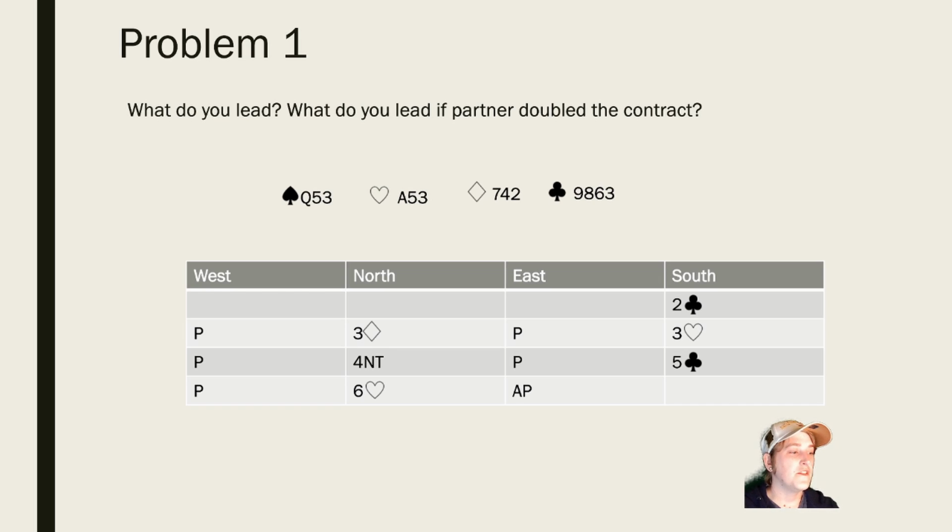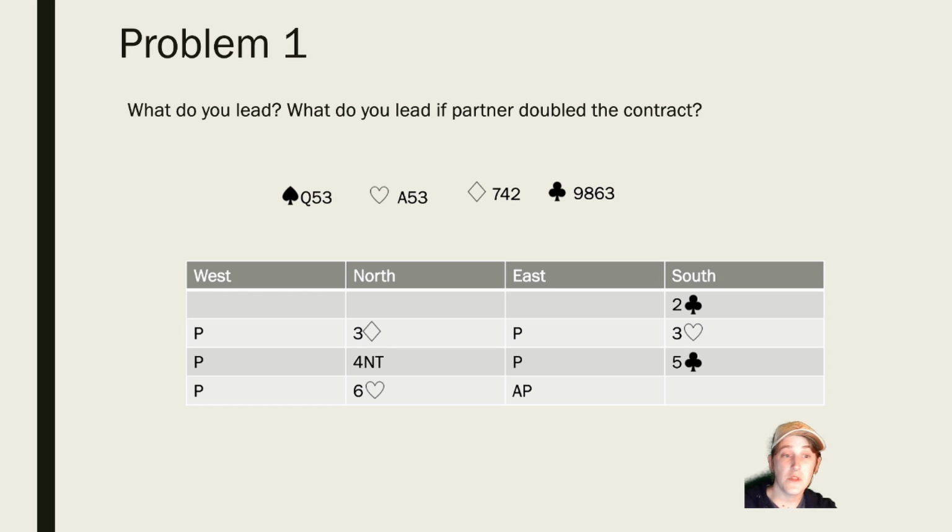for some reason I thought South's 5 clubs showed clubs. Oh, okay, gotcha. Yeah, I think we have a key card auction here. In this case, we're going to lead a small spade.